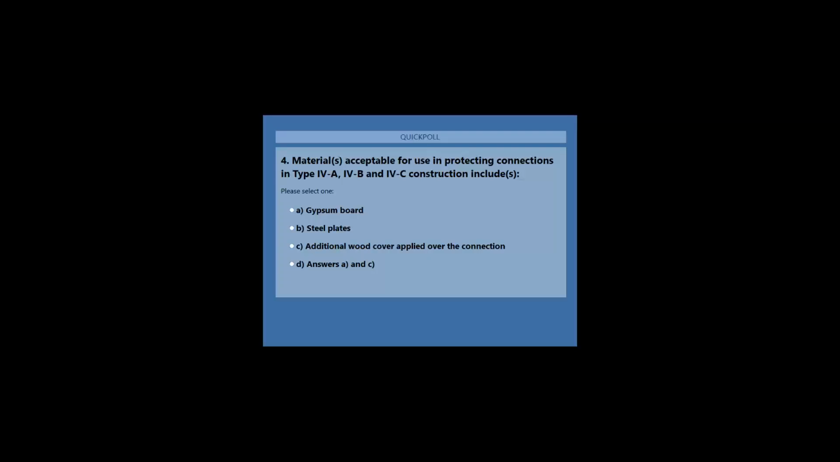Materials acceptable for use in protecting connections in type 4A, 4B, and 4C construction include gypsum board, steel plates, additional wood cover applied over the connection, or answers A and C.